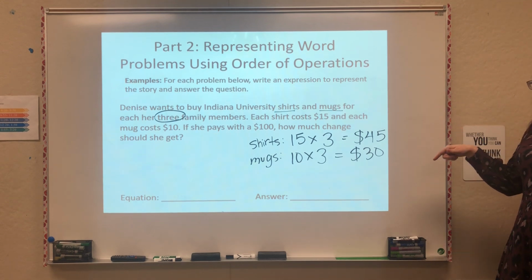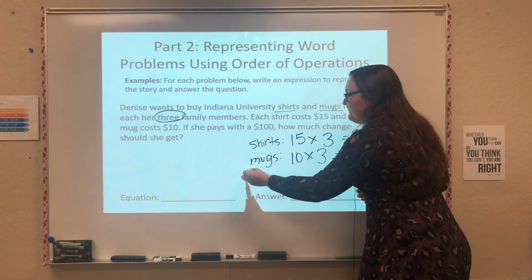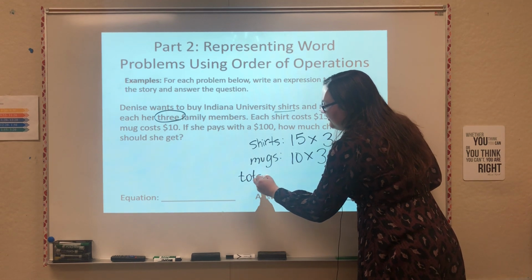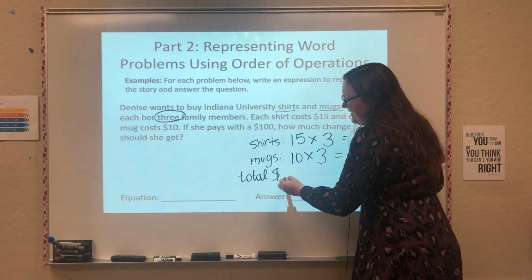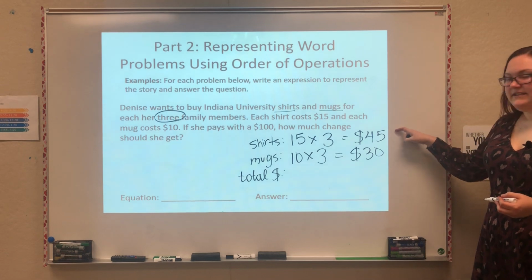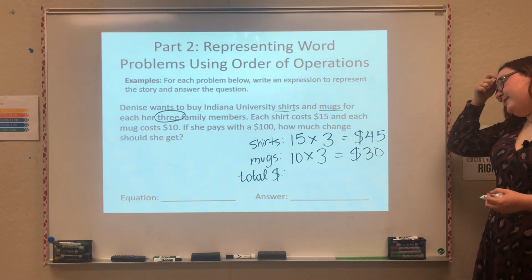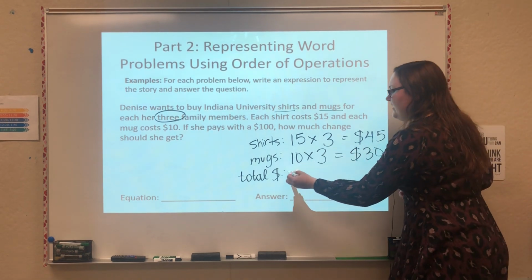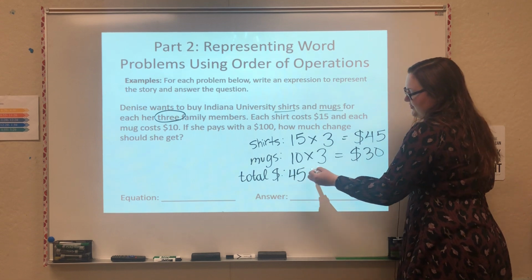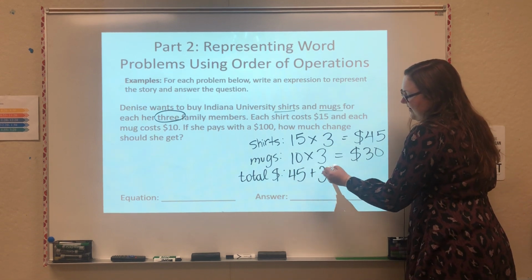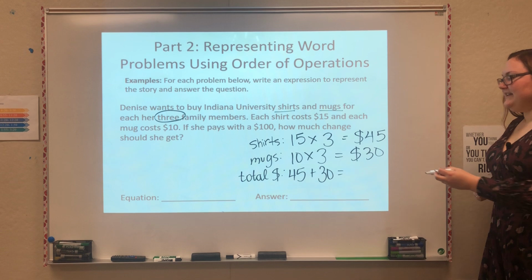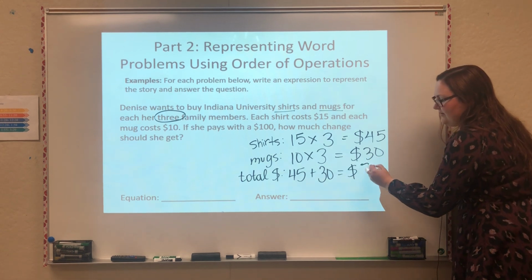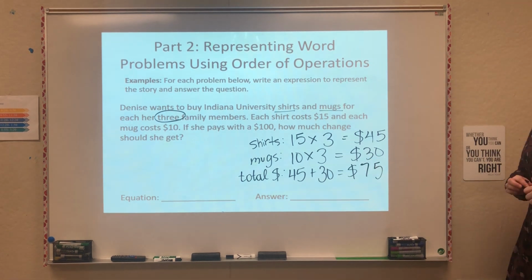Now that's everything she's buying. She's buying shirts and mugs. So for me to find the total amount of money she pays, I just want to add the 2 things she's buying. So our total amount of money she's spending is the $45 on shirts plus the $30 on mugs. That's going to leave us with, she spent a total of $75.